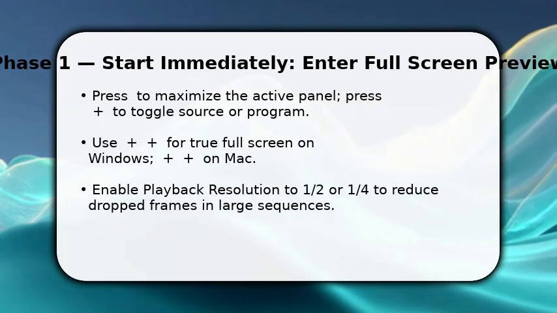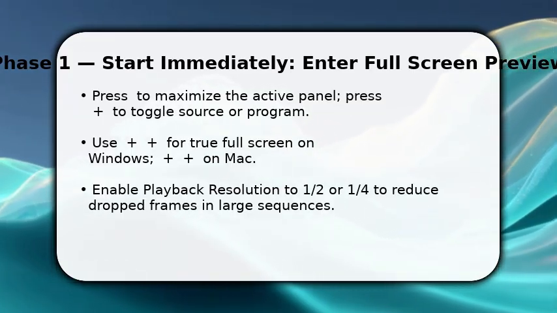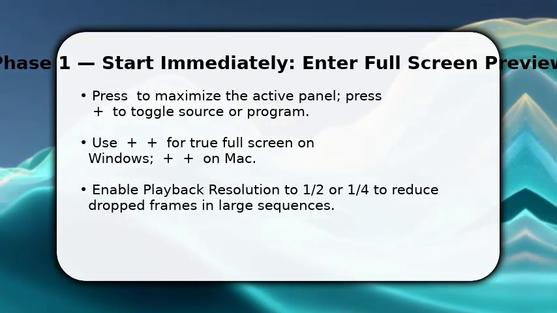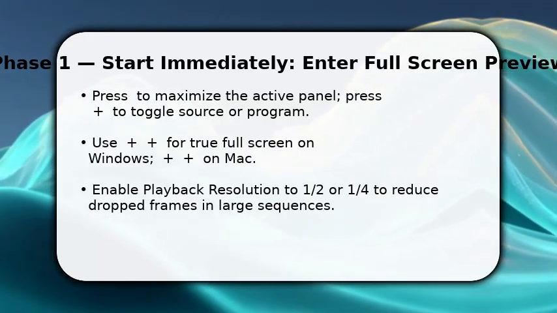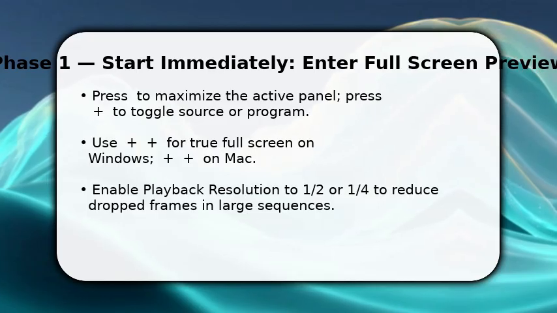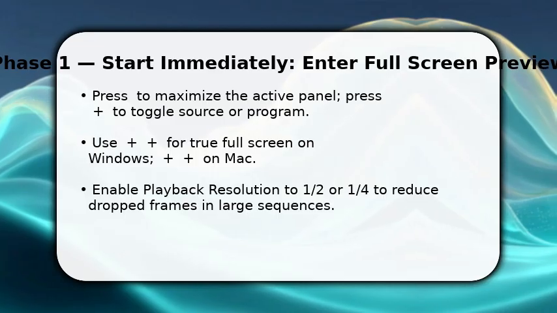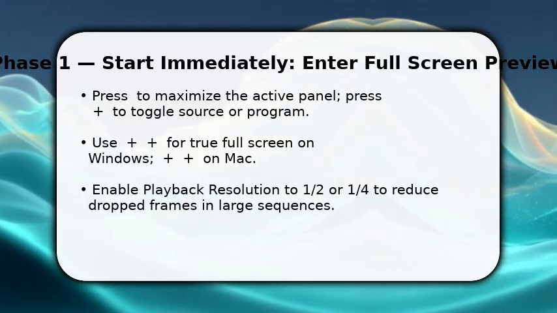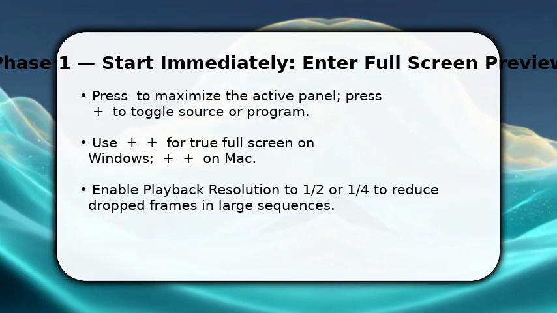You start by focusing the program monitor. Press the tilde key to expand the panel instantly, then use Ctrl-Shift-F or Command-Shift-F on Mac to go true full screen. This removes interface clutter so you see real playback. Once done, lower playback resolution to 1/2 or 1/4 if your timeline is heavy. This trades pixel detail for smooth frames. Make sure to confirm the active panel before the shortcut, otherwise you'll expand the wrong window.